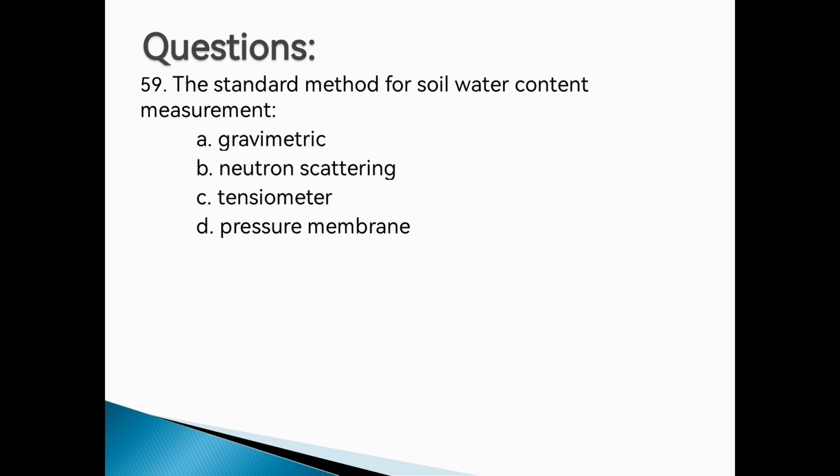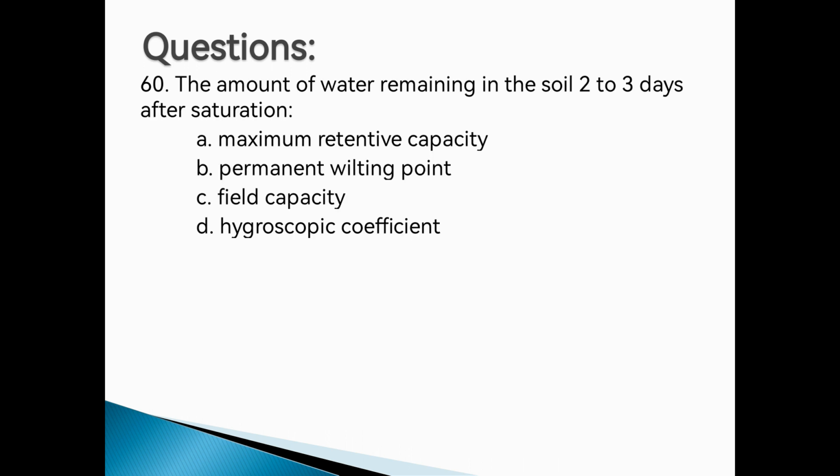Number 59. The standard method for soil water content measurement: A, gravimetric, B, neutron scattering, C, tensiometer, D, pressure membrane. The correct answer is A, gravimetric. Number 60. The amount of water remaining in the soil 2 to 3 days after saturation: A, maximum retentive capacity, B, permanent wilting point, C, field capacity, D, hygroscopic coefficient. The correct answer is C, field capacity.